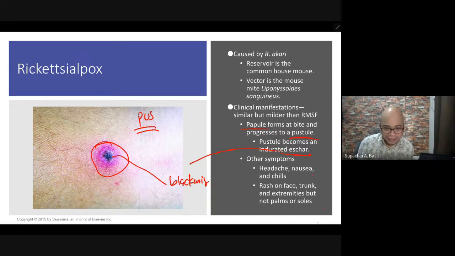So other symptoms would include headache, nausea, and chills. There will be a rash even on the face, trunk, and extremities, but not on the palms or soles. Okay, so that is rickettsial pox.